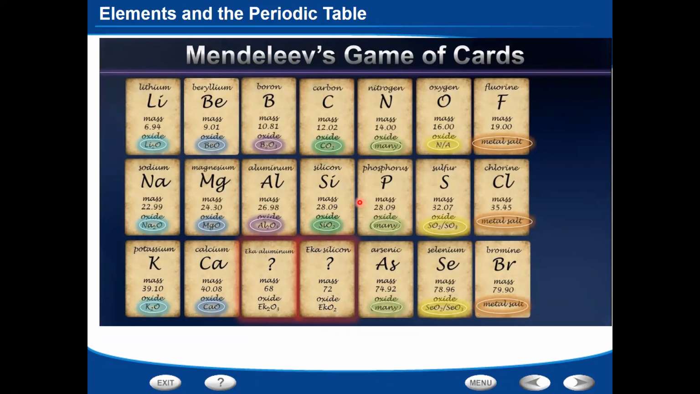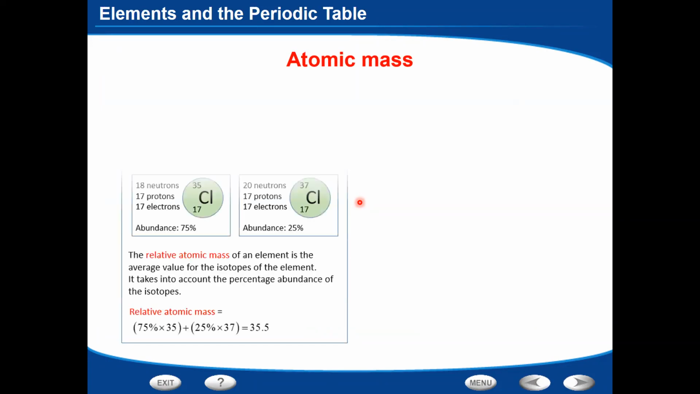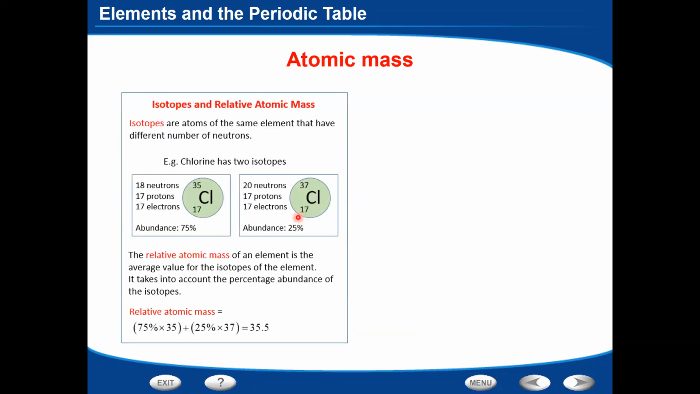In the old periodic table, all the elements were arranged in order of increasing atomic mass, a new term, atomic mass. What's the meaning of atomic mass? The average mass of all isotopes. This is called atomic mass. So all the time you will find the atomic mass is an average. Why? Because it's the average mass of all isotopes.